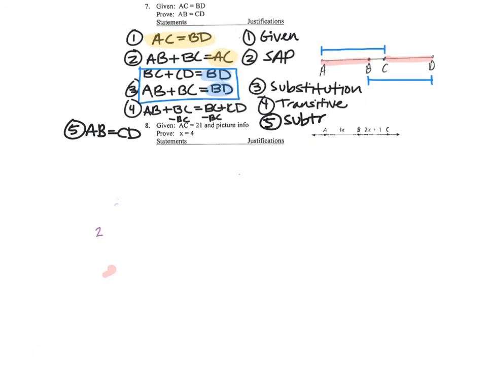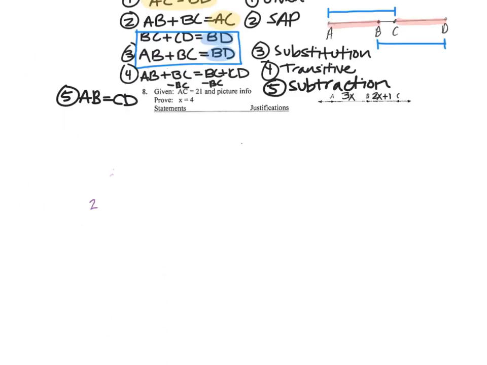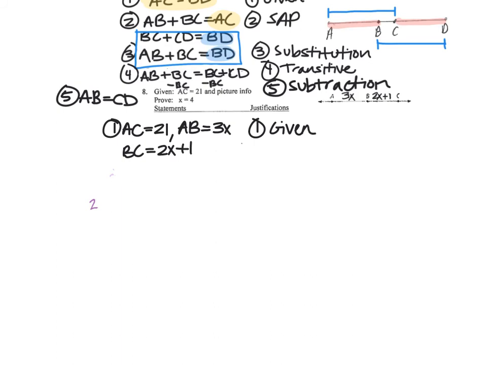Okay. Because you're subtracting BC from both sides. In the picture, it should say 3x and 2x plus 1. Sorry about that. So you'll say, for instance, that AB equals 3x and BC equals 2x plus 1 because that was given in your picture. So a good habit to start doing now is look over at your picture and see if there's any numbers or labels that you should write down.